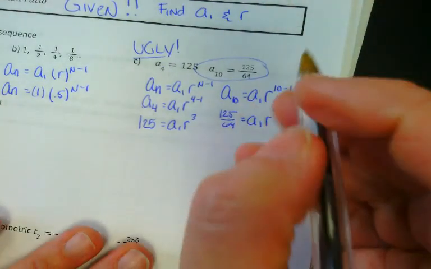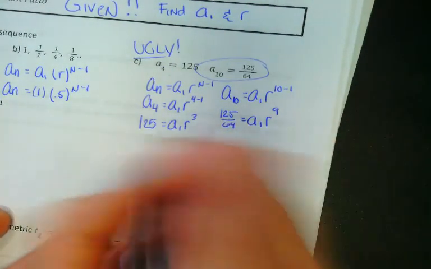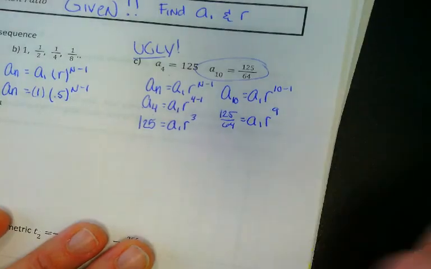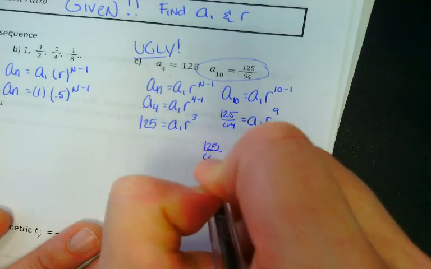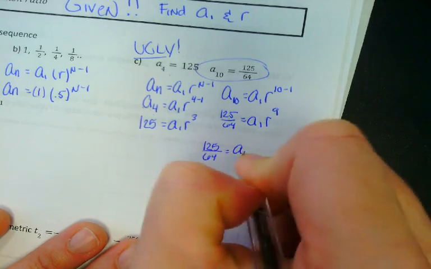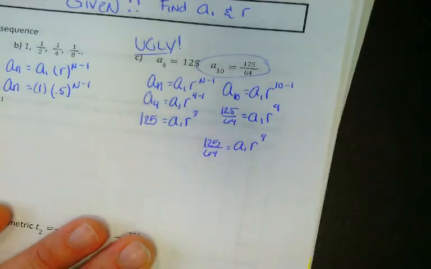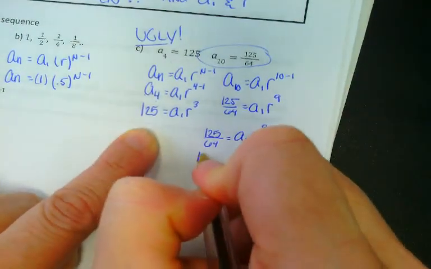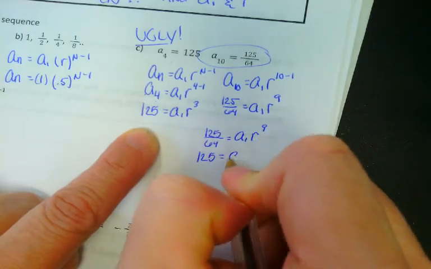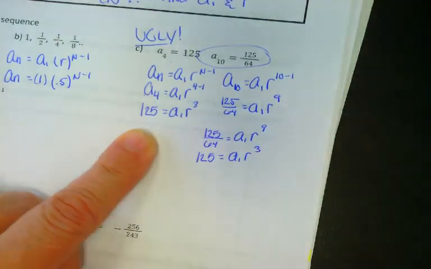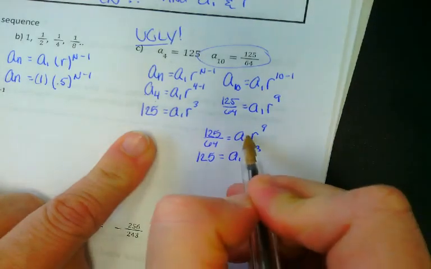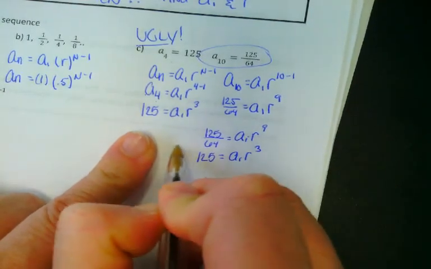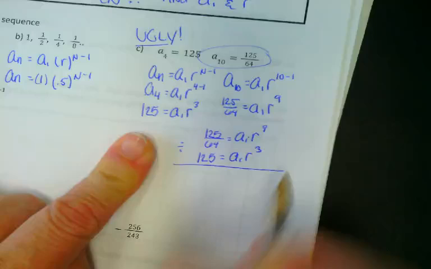All right. I'm going to take, and again, I usually put my bigger r on top. It doesn't matter. You can divide either way. So I'm going to say 125 over 64 equals a sub 1 r to the 9th. And underneath it, I'm going to put my 125 equals a sub 1 r to the 3rd. And because this is multiplication, the opposite would be to divide. So I'm going to divide these two.